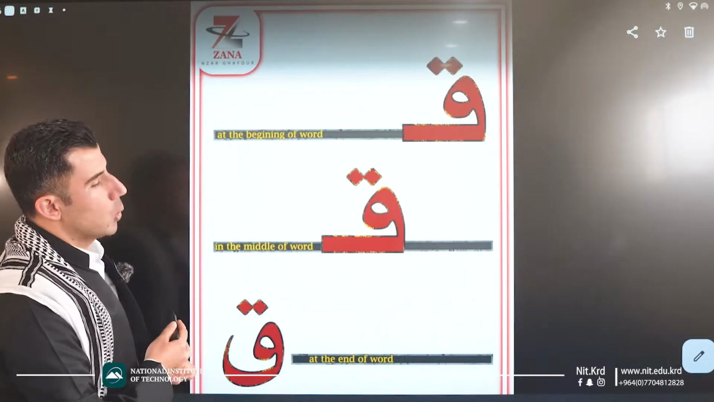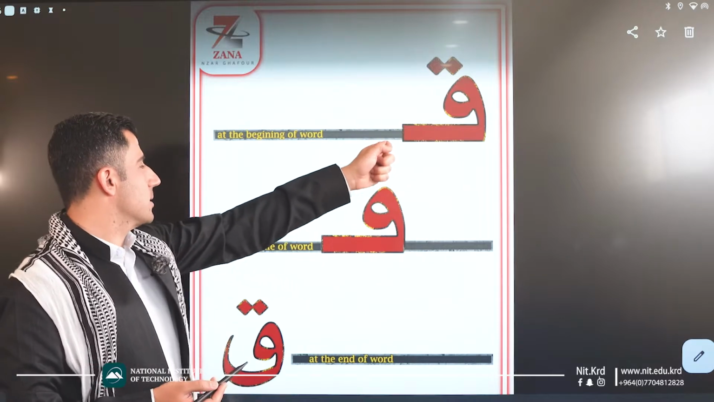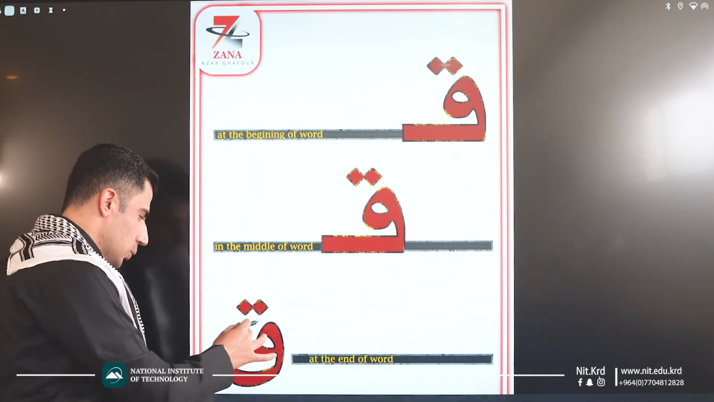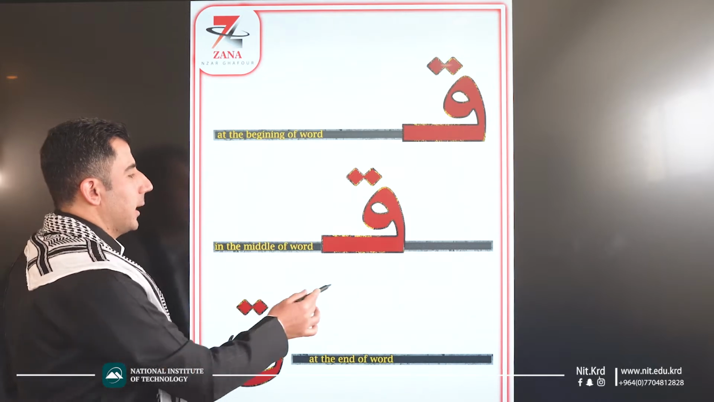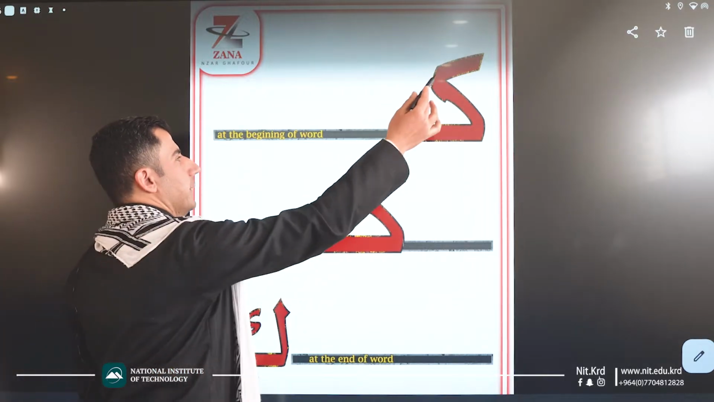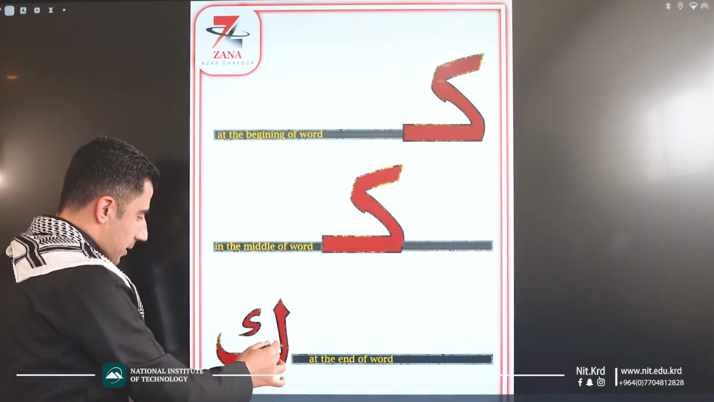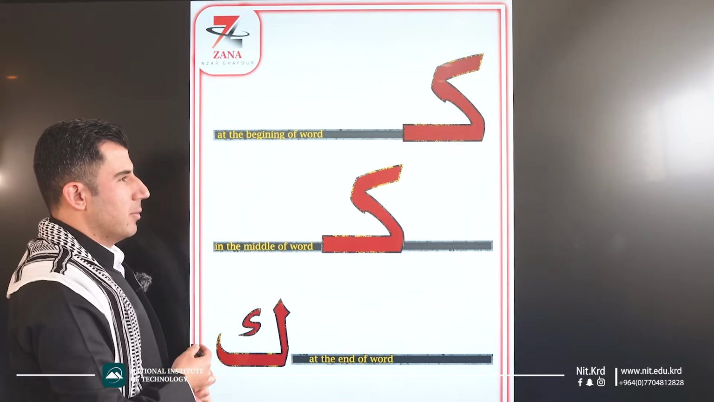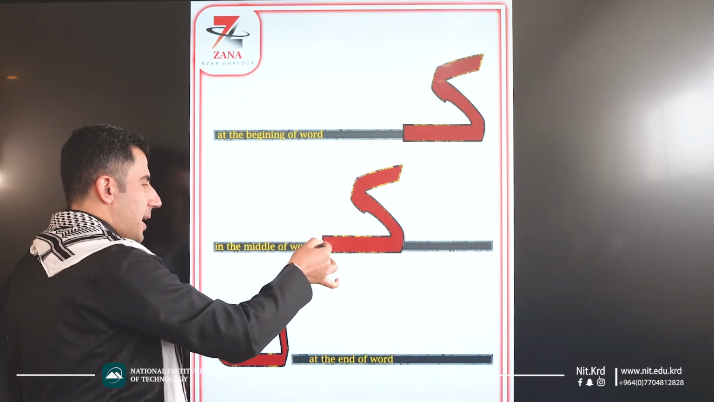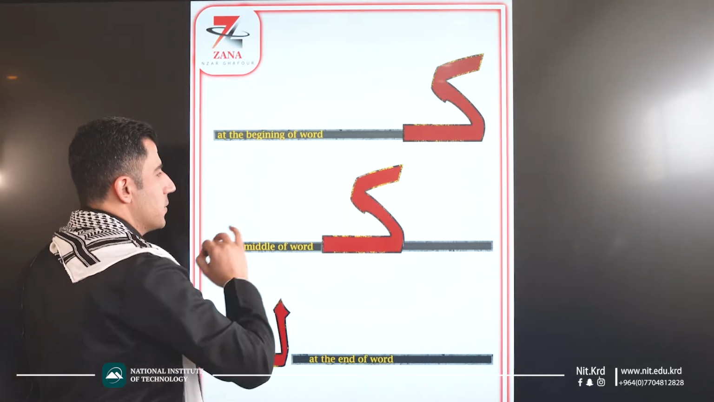Good. After that, we have Q. This is for the beginning of the word. This one is in the middle of the word, and at the end of the word again we have to close it. This is Q. This one is K. At the beginning, K. In the middle, again, and at the end of the word we write K like this. Also, we can use this one at the end by closing it. Sometimes we can use it like this without this, the same shape by closing it.